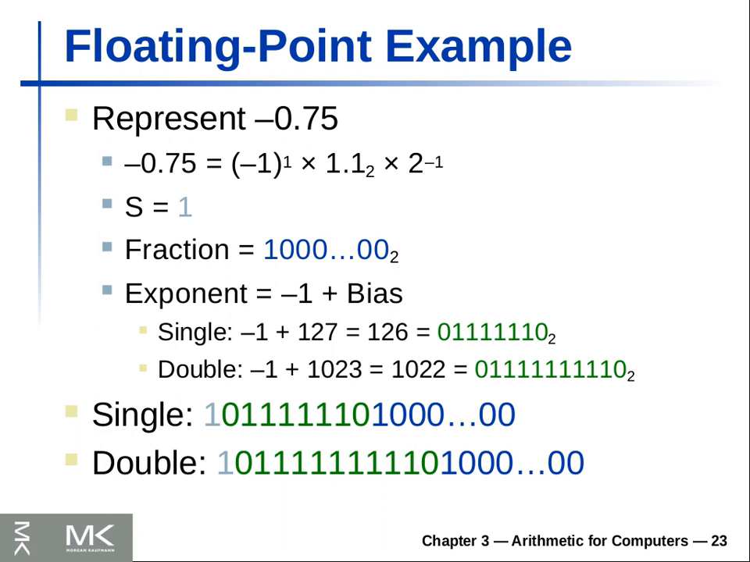The sign bit is 1 because it's negative. Everyone good? All right. So here's the exponent. What is that? That should be a 126 if you did that. 126 minus 127 is -1.